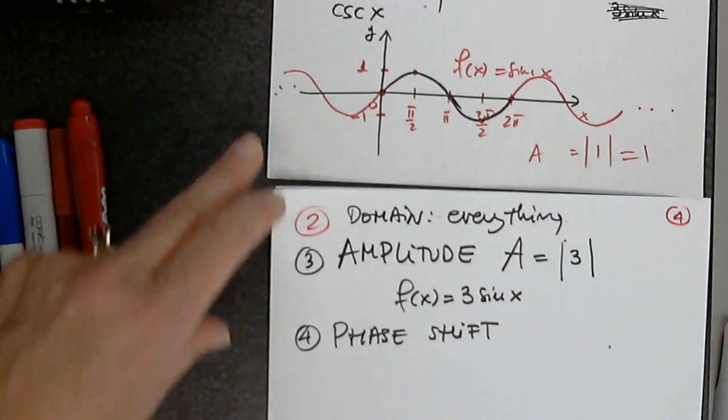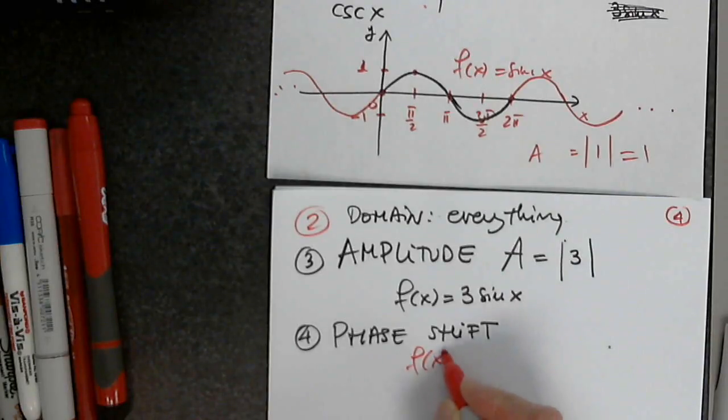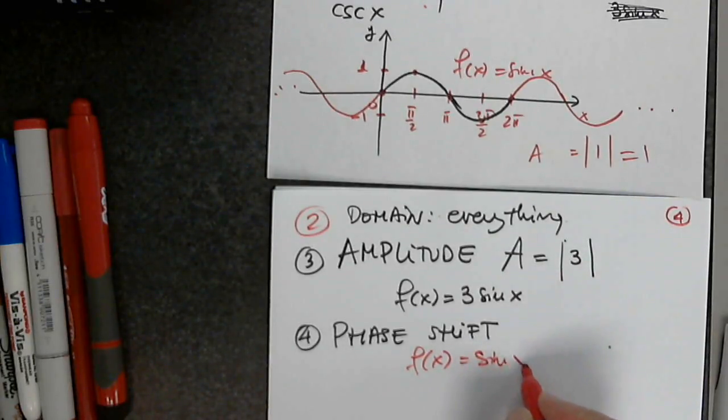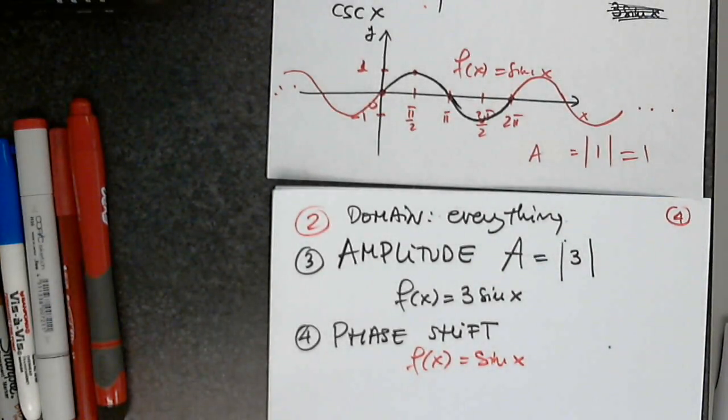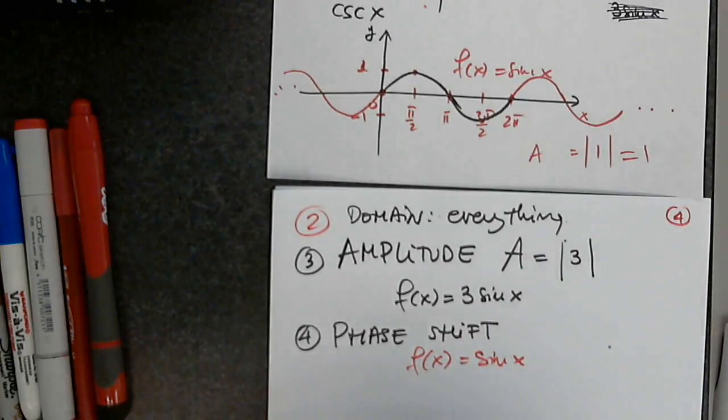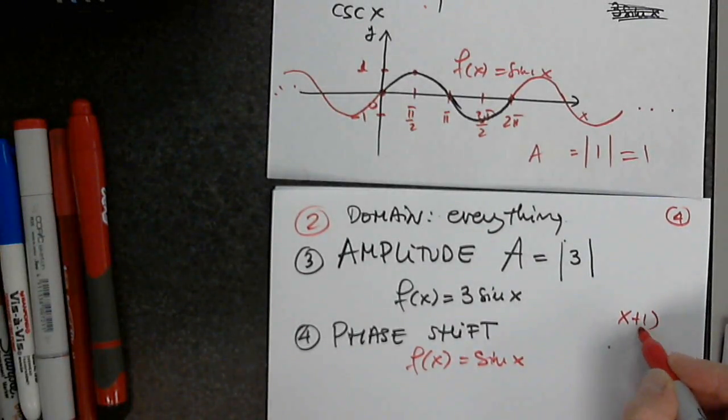Okay. Now on our function, back to our function, f of x equals sine x. The phase shift is basically a horizontal shift, either to the left or to the right. It's called phase shift for trig functions. But it's the same shift that we had before with, for example, when we had x plus 1 squared.